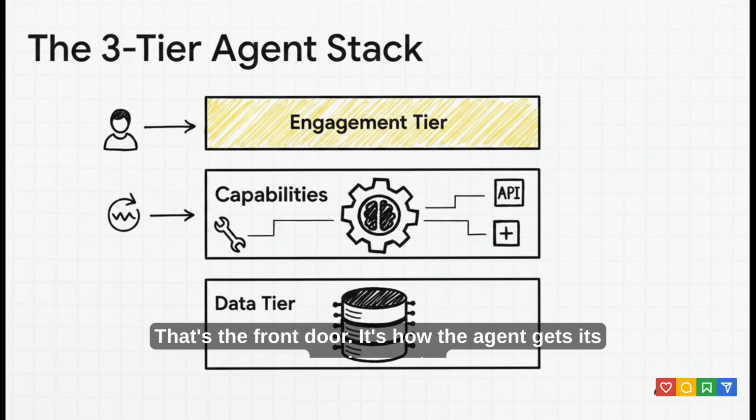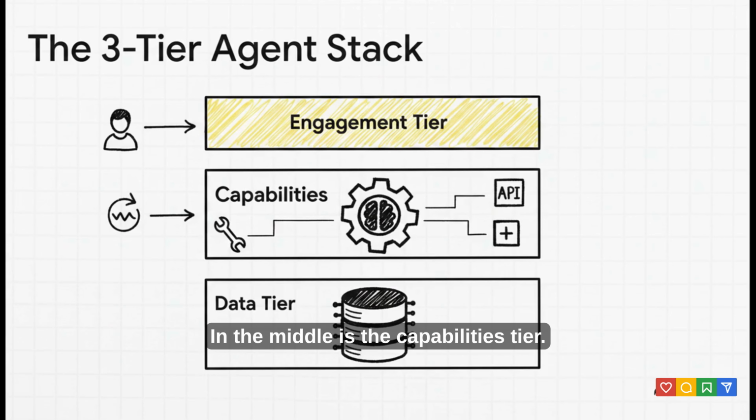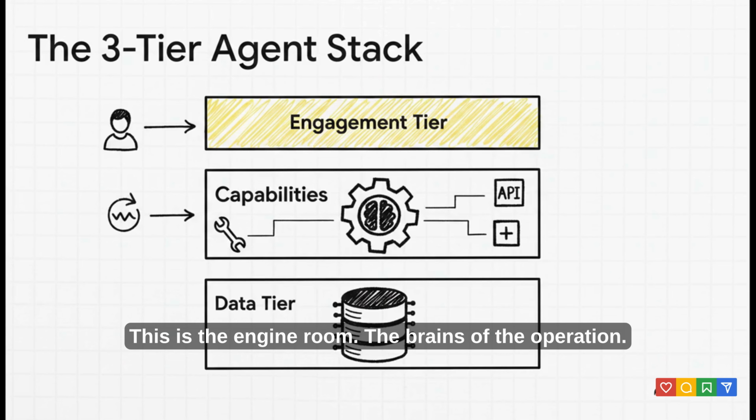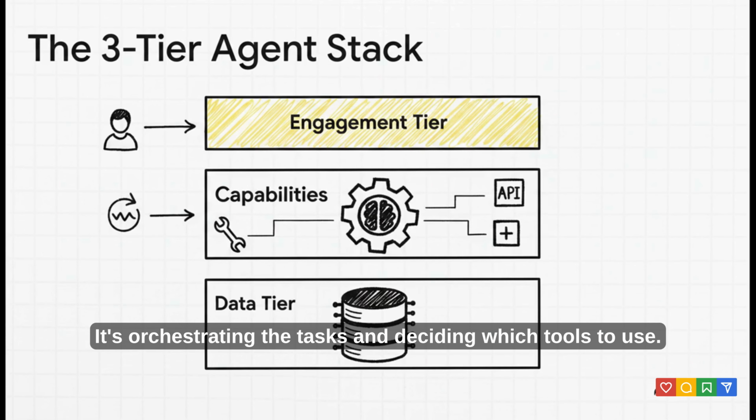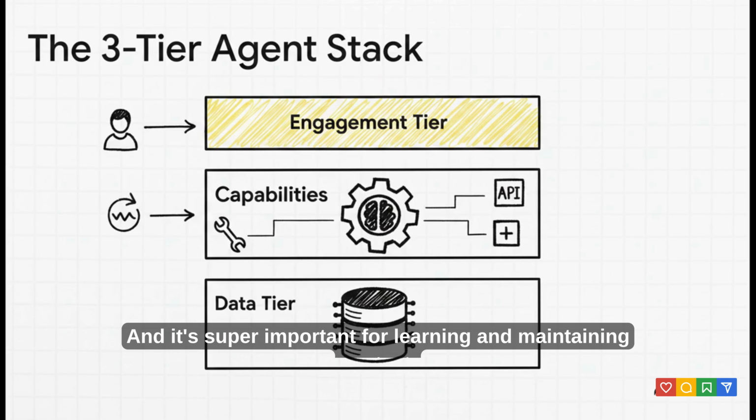It's how the agent gets its assignments. In the middle is the capabilities tier. This is the engine room, the brains of the operation. It's orchestrating the tasks and deciding which tools to use. And at the bottom, the data tier. This is the agent's memory, and it's super important for learning and maintaining context.